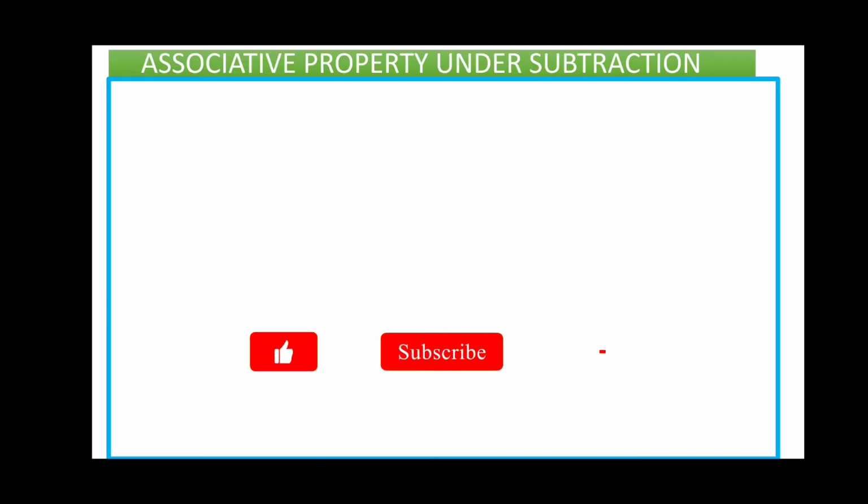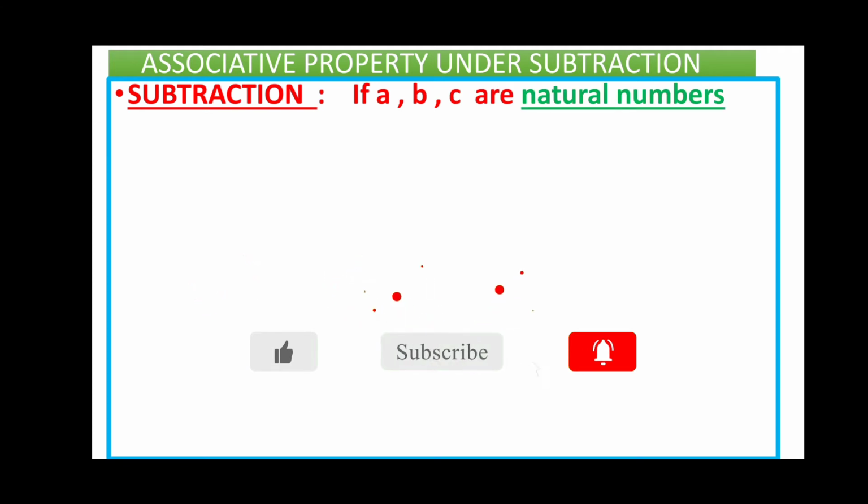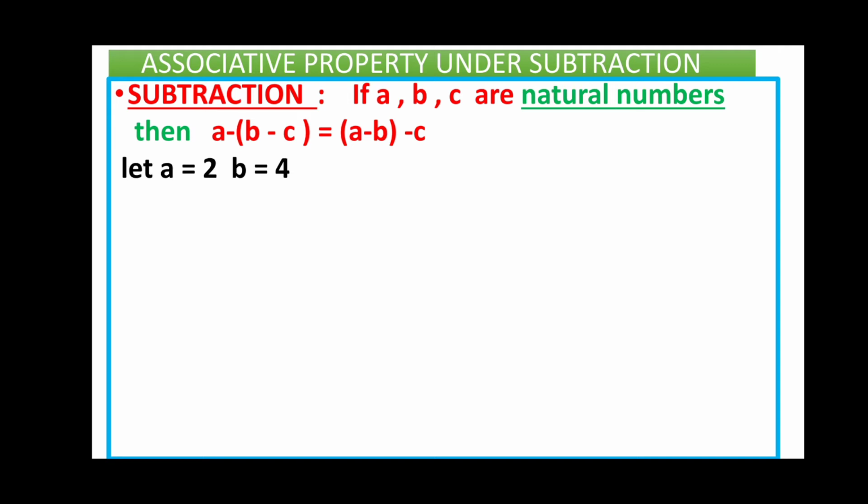Now let us see the associative property under subtraction. For subtraction, if A, B, C are natural numbers, then A - (B - C) is compared with (A - B) - C. Here also we are taking some examples. Let us take A as 2, B as 4 and C as 7. As I already said, you can take your own numbers.